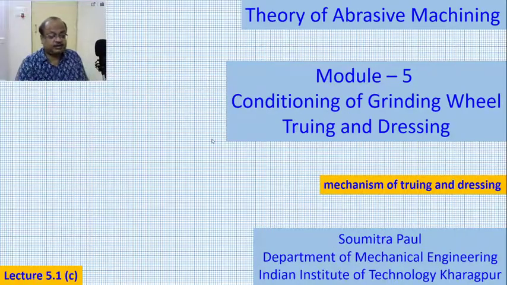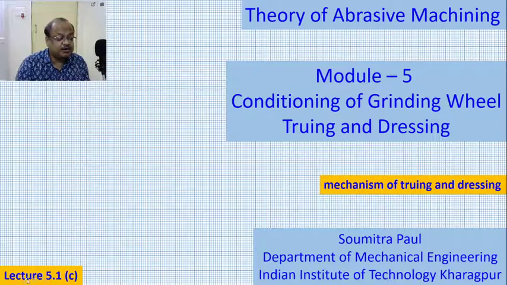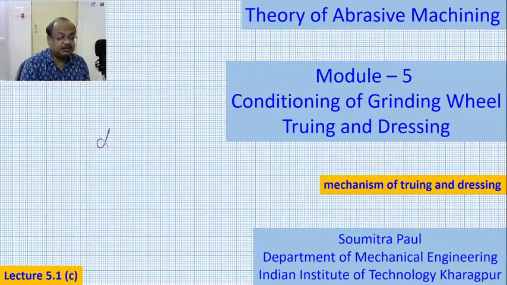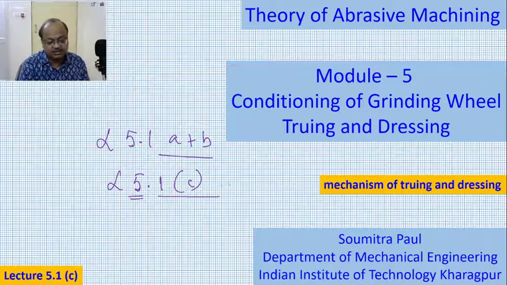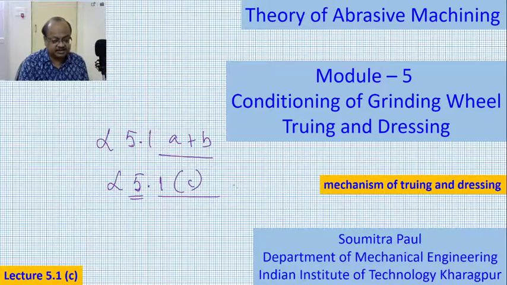So good morning once again. We have already done lecture number 5.1a plus b, and that brings us to lecture number 5.1c. This is module 5, lecture number 1c. We have talked about different variations of truing and dressing.